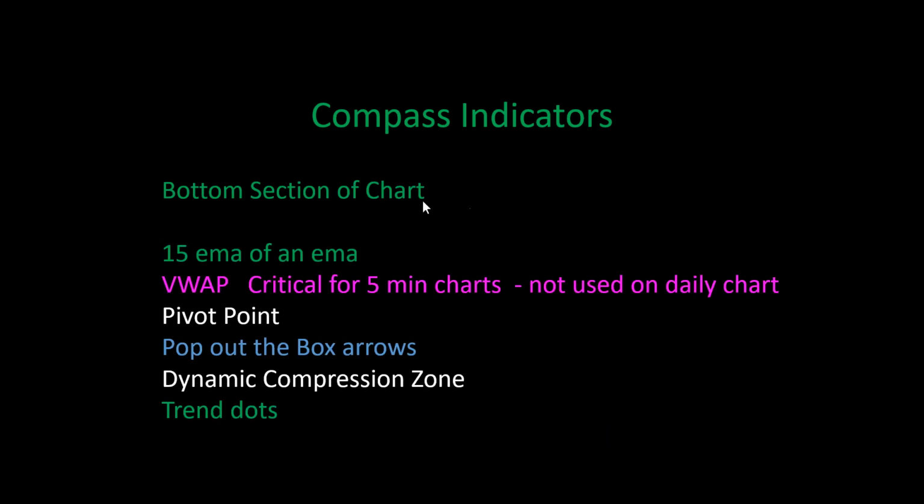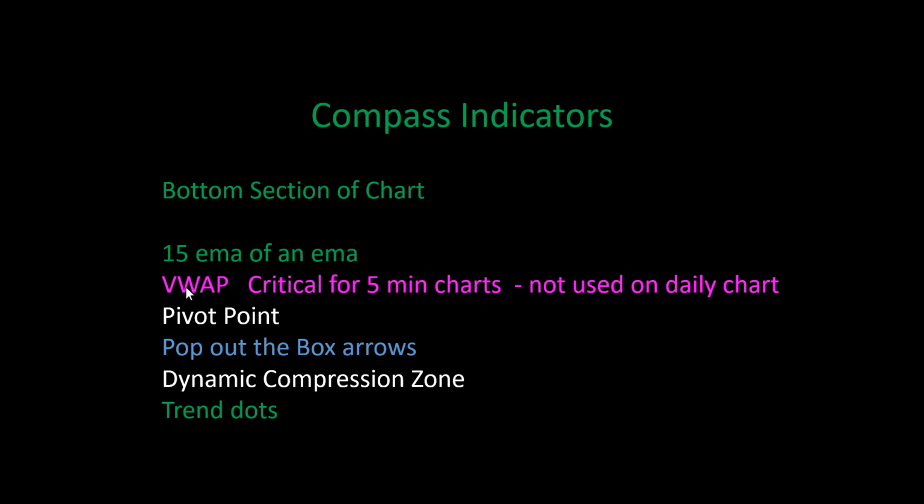Now, the other indicators, actually this is the top section of the chart. I don't know why I said it's the bottom. You've got a 15 EMA of an EMA. I'll show you that. That's basically a current time frame trend or a short-term trend. On the 5-minute chart, we use the VWAP, the volume weighted average price. This is critical for 5-minute charts. I don't use it on the daily chart, only on a 5-minute chart.